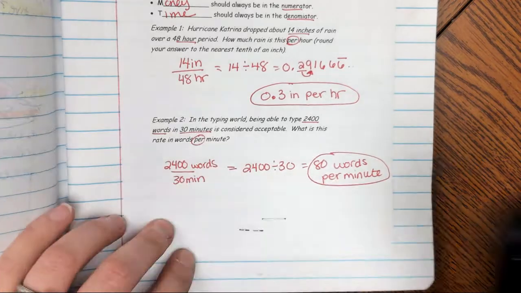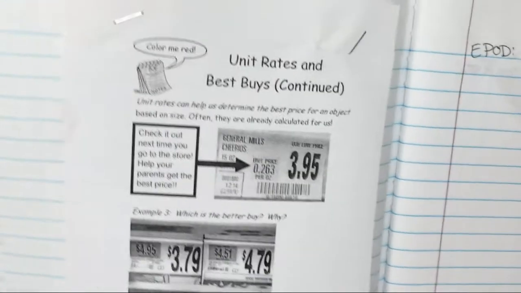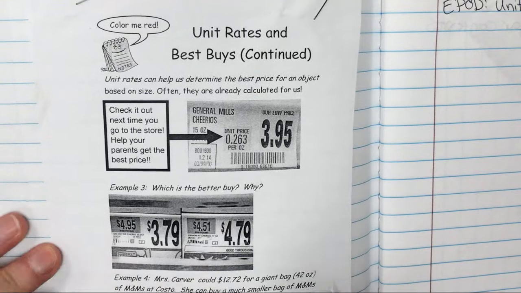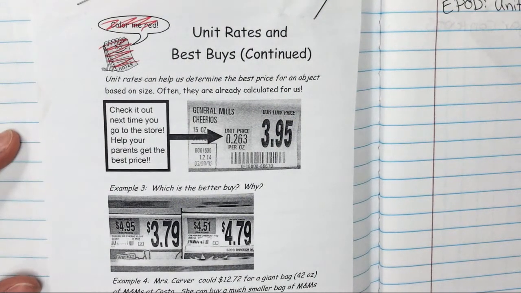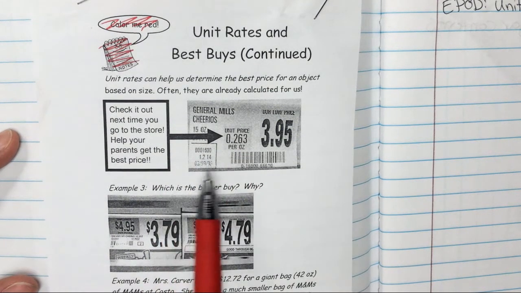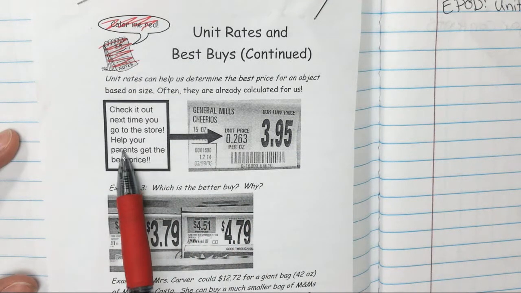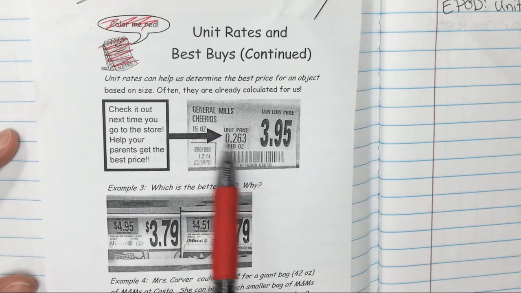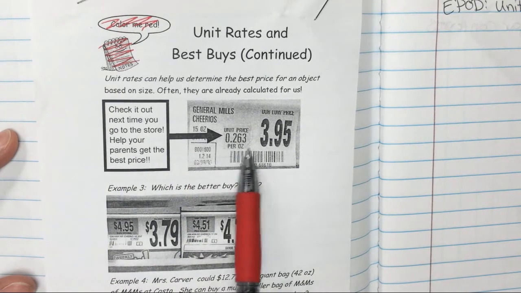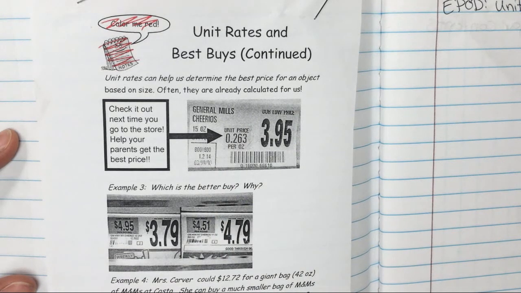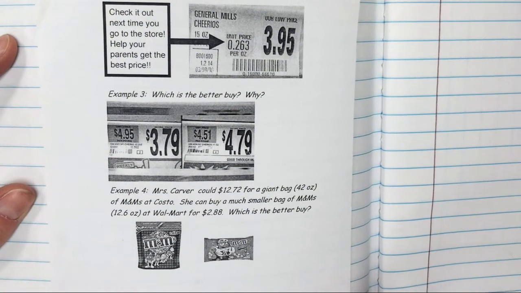All right, turning the page over, we're going to talk about finding the best price for an item, or a best buy. So still part of Unit 6, colors red for proportions. Unit rates can help us determine the best price for an object based on size. Often they are already calculated for us. So next time you go to the store, I want you to check this out. They calculate the unit price per ounce. So on these particular Cheerios that have a price of $3.95, the unit price is 0.263 dollars per ounce. So you can compare maybe this box of Cheerios with a different box of Cheerios, which is exactly what we're going to do in example 3.